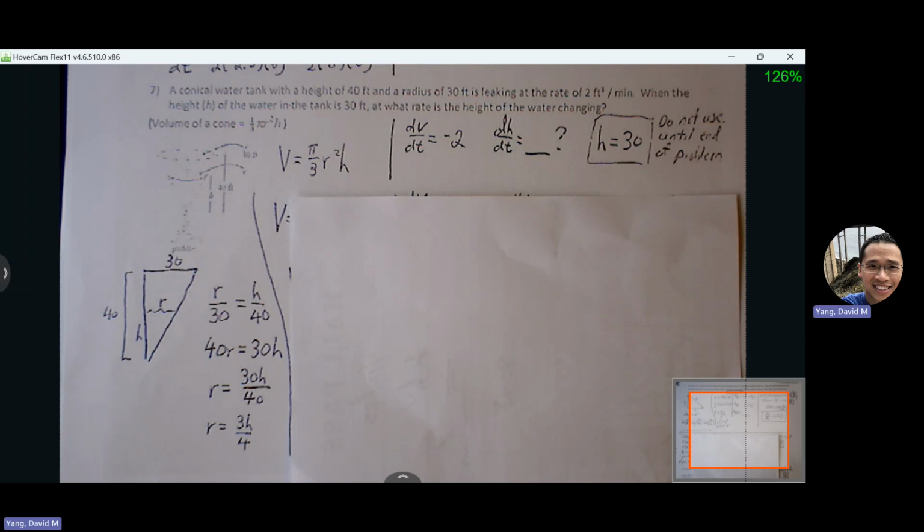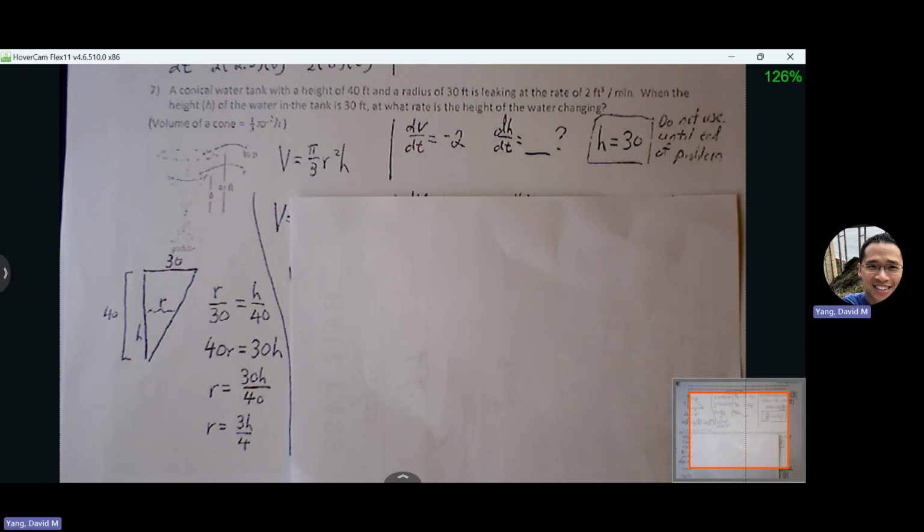Right? We're looking for dH/dt. So that's a big hint. That means we want our volume equation in terms of height. If we want to keep height in our equation, that means we want to remove r. And if we want to remove r, that's why we want to solve for r, so that we can find a replacement for r in terms of h.